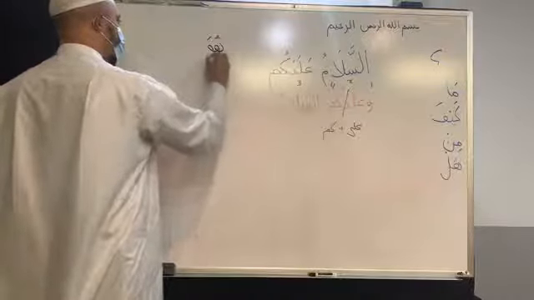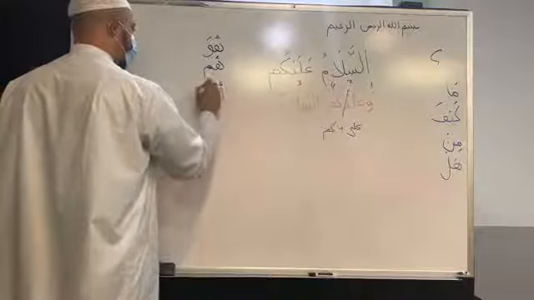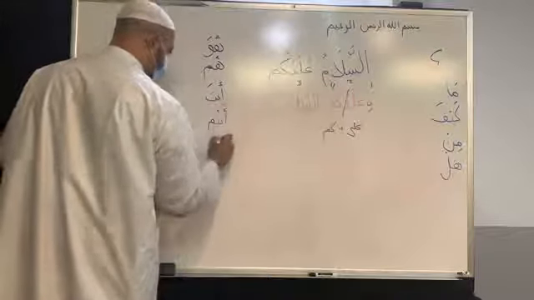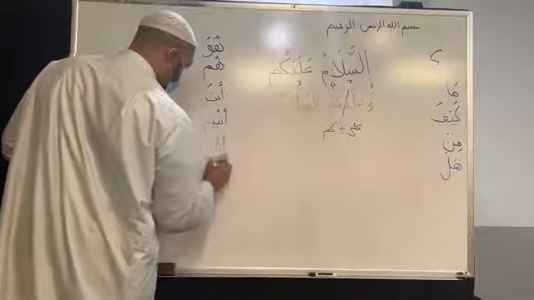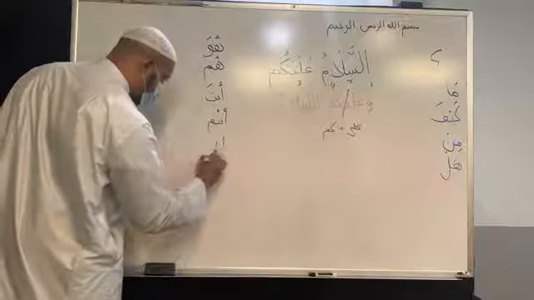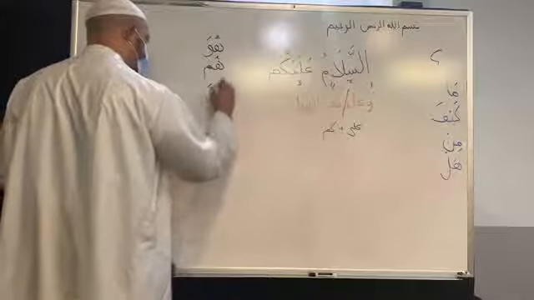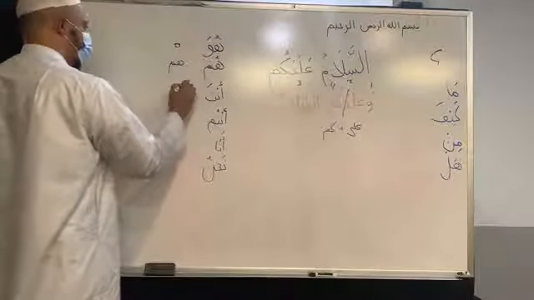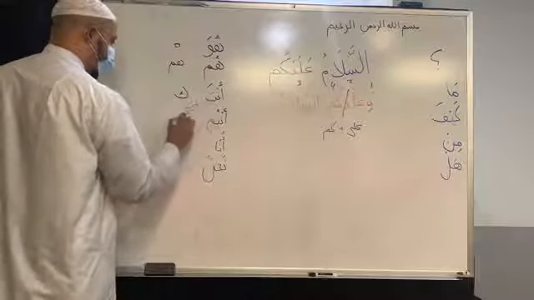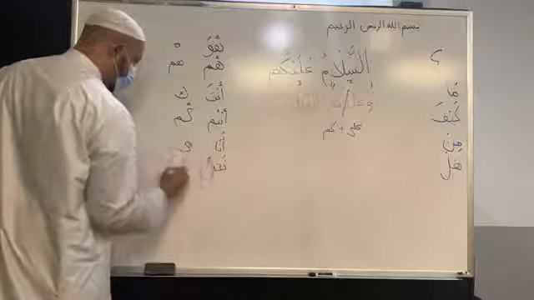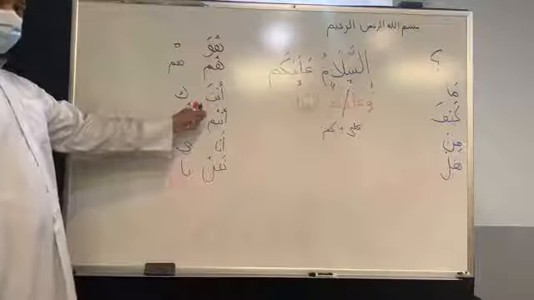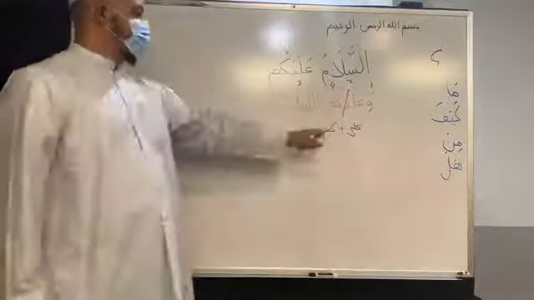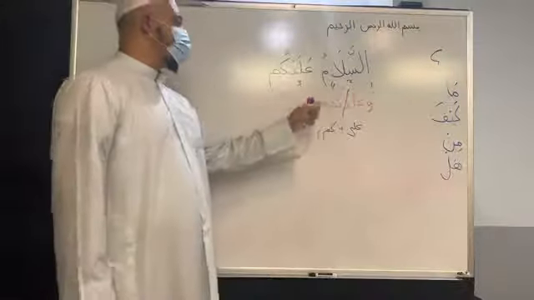Huwa, hum, anta, antum, ana, nahnu. Like this. Then, hu, hum, ka, kum, I, na. Attached, detached. Okay? Cool. So we have Assalamu alaikum, wa alaikum assalam.